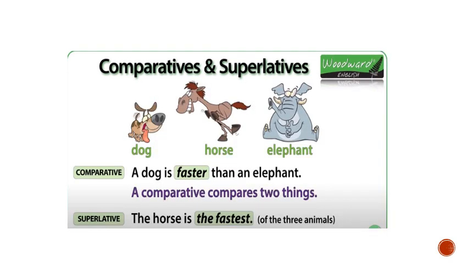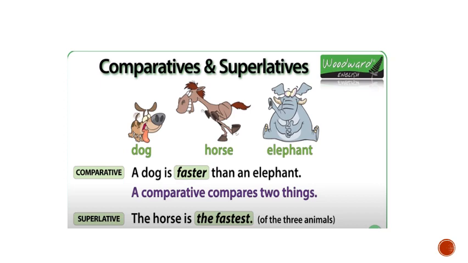Now, let's have a look at the photo. We have 3 animals here. We have a dog, a horse, and an elephant. The first example, comparative. A dog is faster than an elephant. Qeni është më i shpejt se elefanti. Here we have the comparative form of the adjective fast. Këtu ne kemi shkallën krahasore të mbiemrit fast, i shpejt. And here we compare the dog with the elephant. Dhe ne këtu krahasojmë qenin me elefantin.